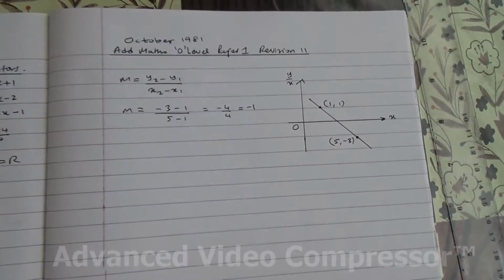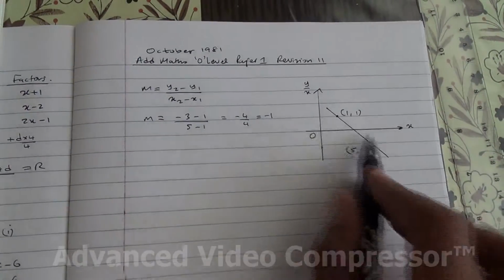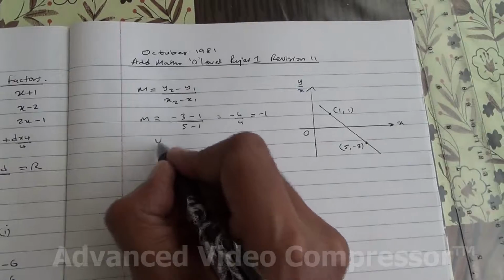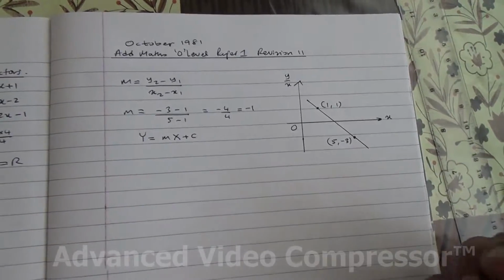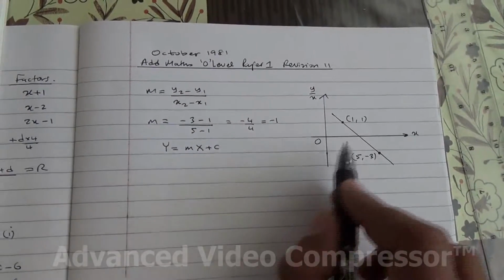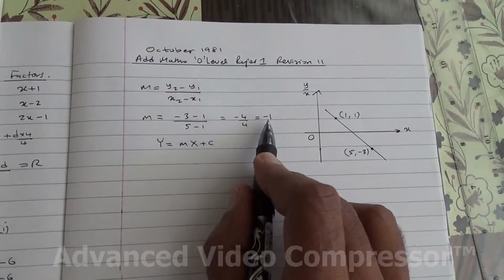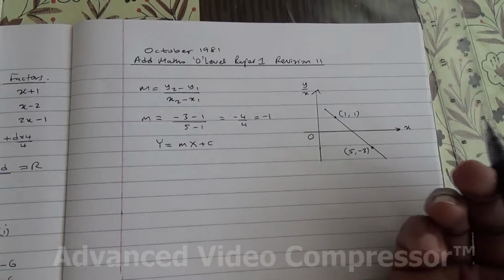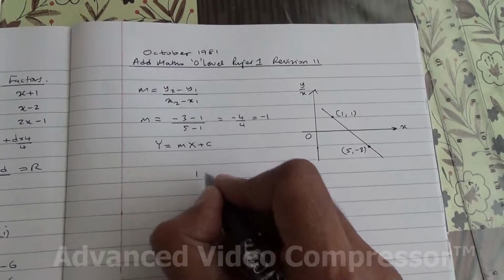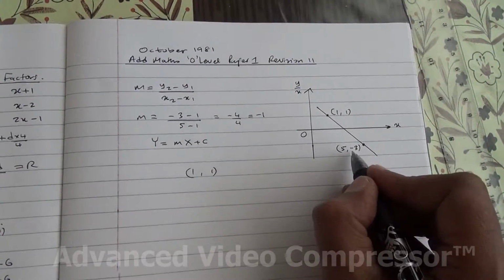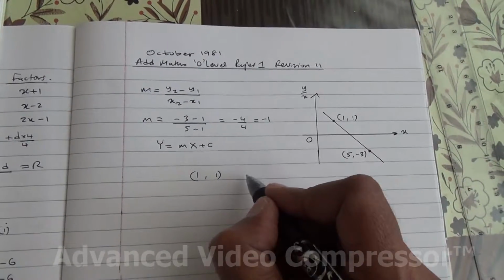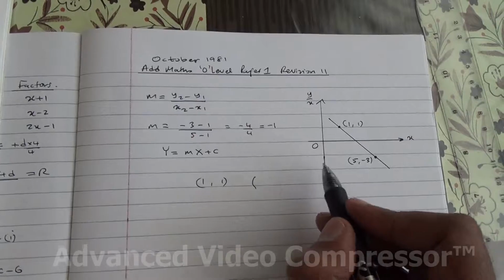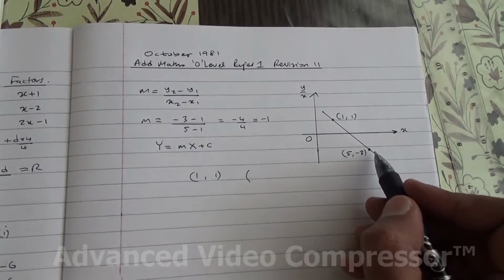So here's our gradient. Now where do we go from here? We're going to find the equation of this line. We know that the equation of a line is y equals mx plus c, where c is the y-intercept. We have a coordinate and we have the gradient, so it's quite easy to find the equation. For the coordinate, maybe we can take (1, 1). You can also take the other one if you want to complicate your life.